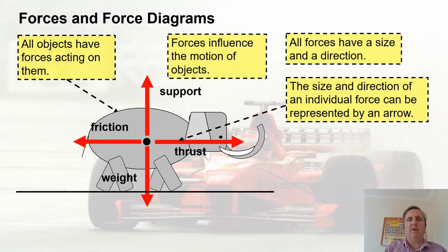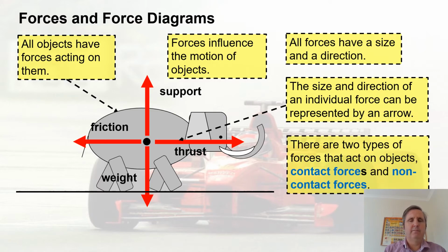So as I said, the size and the direction of a force is represented by an arrow, with the point of the arrow showing the direction it is going and the length of the arrow showing its size. Now, forces can be broken into 2 subsets. One, forces that occur when objects touch, they are called contact forces, and forces that occur when objects don't touch, they are non-contact forces. Now, a weight force, or the force of gravity, is an example of a non-contact force. Other examples of non-contact forces where objects don't have to touch are magnetic forces and electric forces.